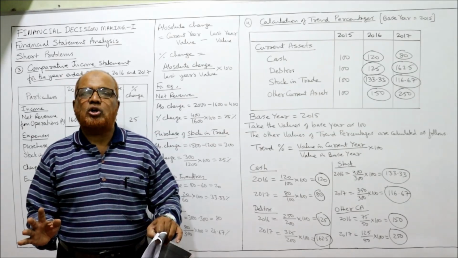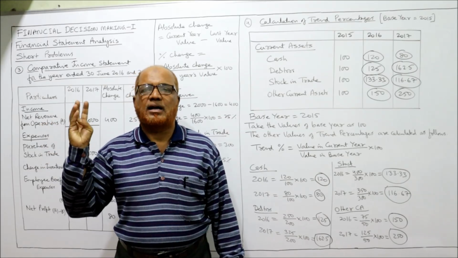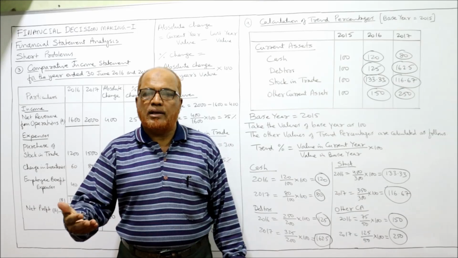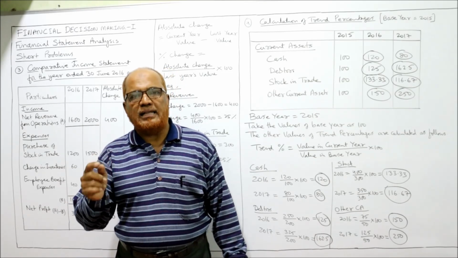So in these four short problems, I have explained how to make the common size, the comparative, and the trend percentages. Inshallah, in the next video, I'll start the main problems on financial statement analysis.